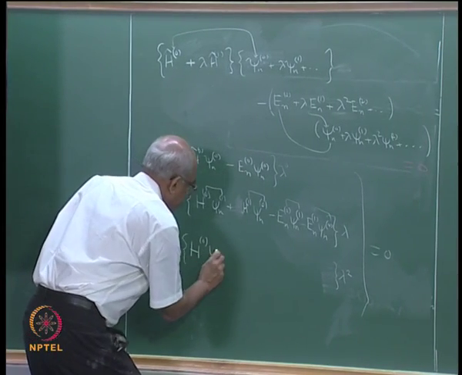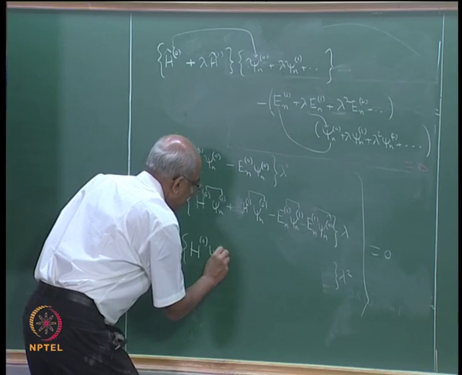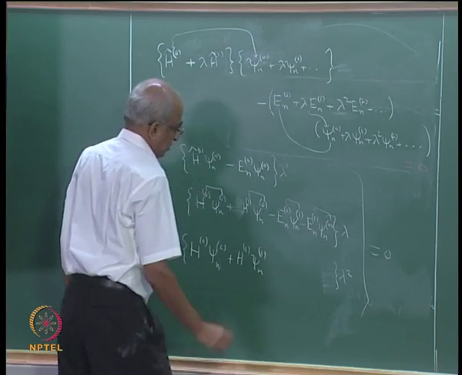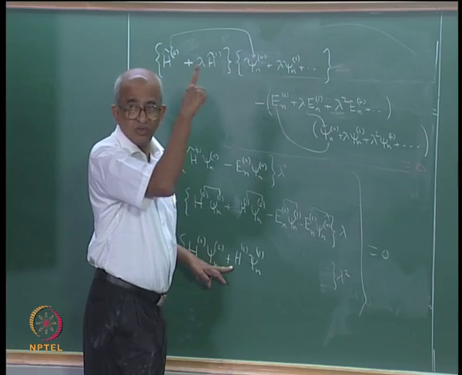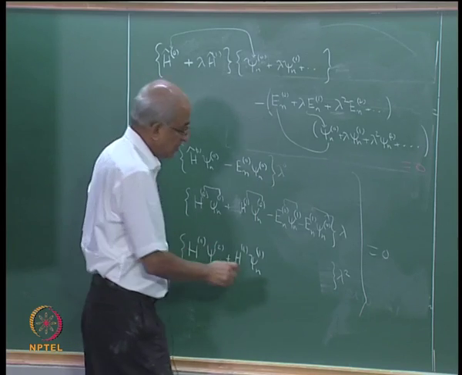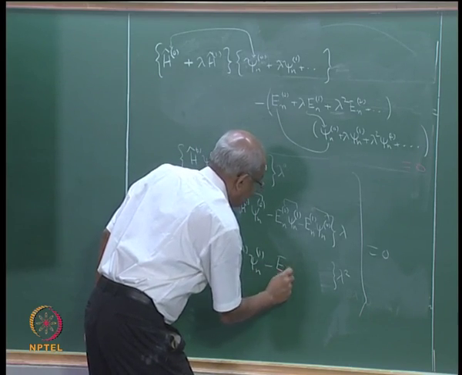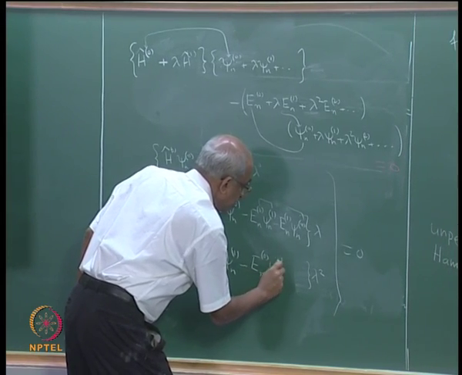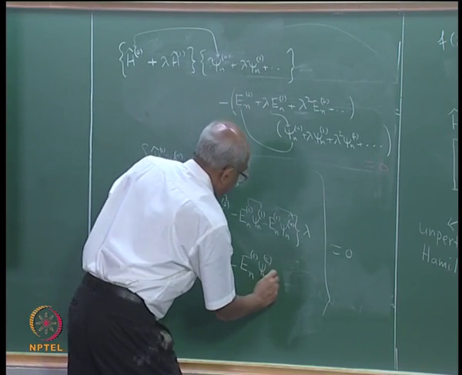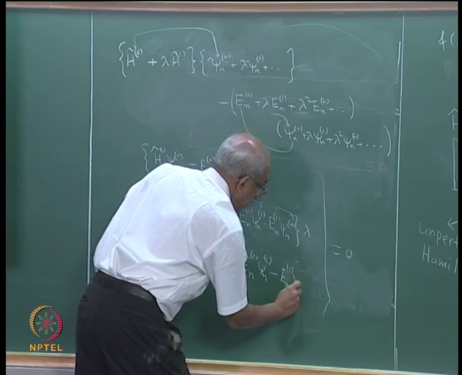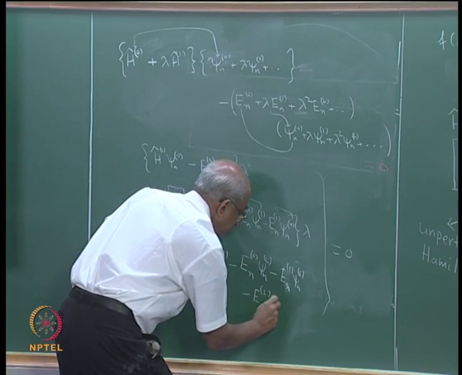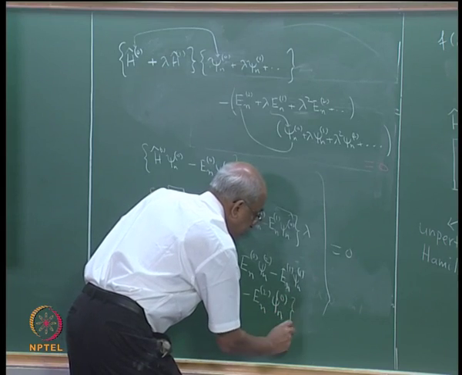So, remembering that, you can easily write down: H0 psi n 2 plus H1 psi n 1. There is no H2, that you have to remember. H with the superscript 2 is not there, because this is the perturbation. Minus E n 0 psi n 2, minus E n 1 psi n 1, minus E n 2 psi n 0. This will be the coefficient of lambda square.